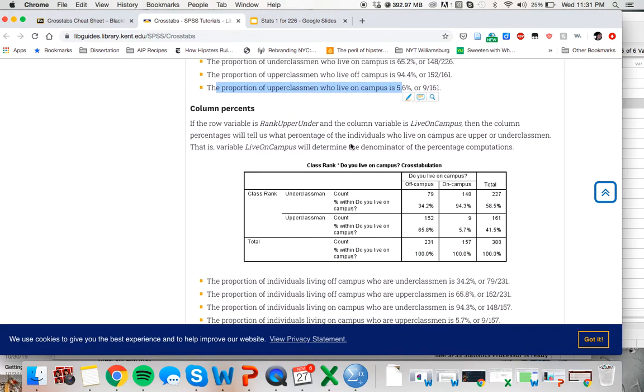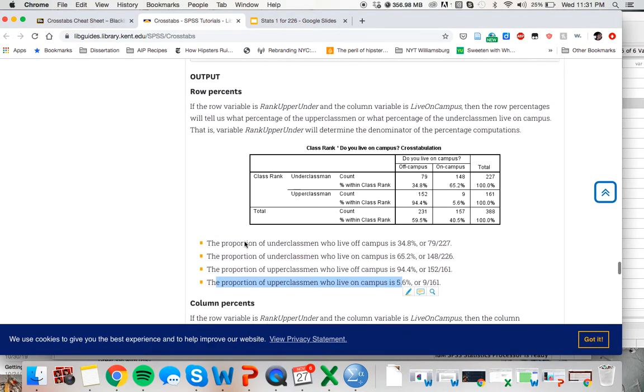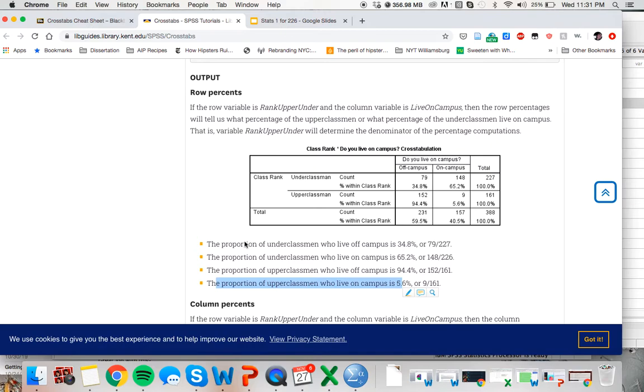I'm just having you focus on rows for this assignment. So don't worry about column percents. It's already a sort of tricky concept, so I just want to make it as mainstream as possible. So we're just going to focus on row percents for this.